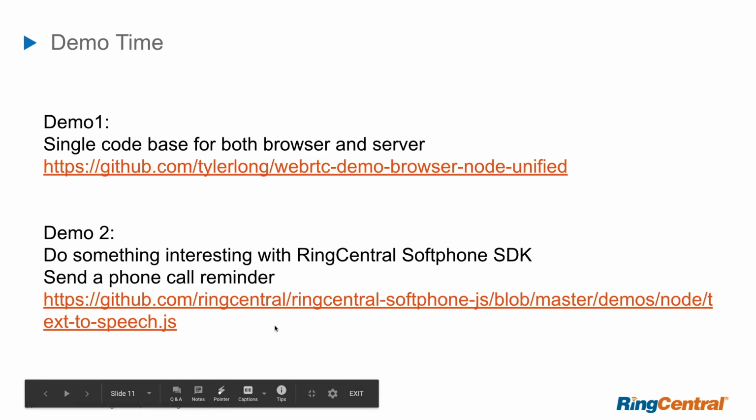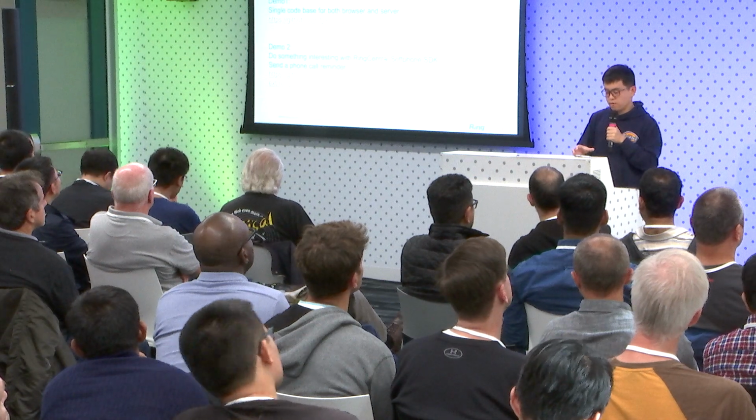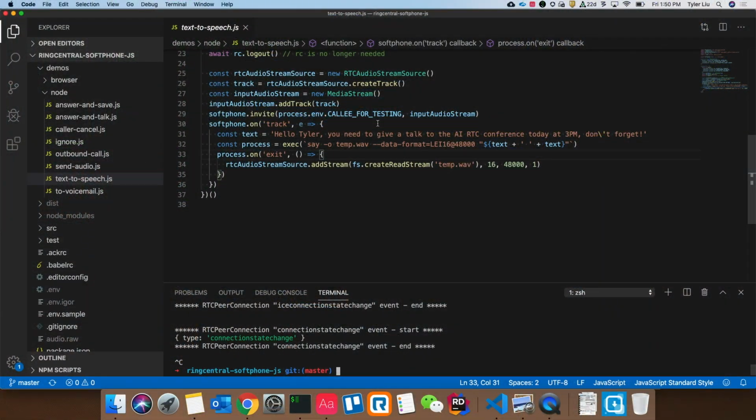Anyway, okay, I just showed a demo to show you use a single code base for both browser and server. And as I promised, I will show you another demo using the RingCentral softphone SDK. I'm going to do something interesting. I'm going to send a telephone reminder. Let me show you some code. You can see the reminder is in plain text. Now I'm going to make a phone call to my mobile phone here.